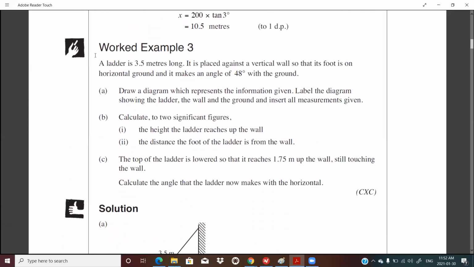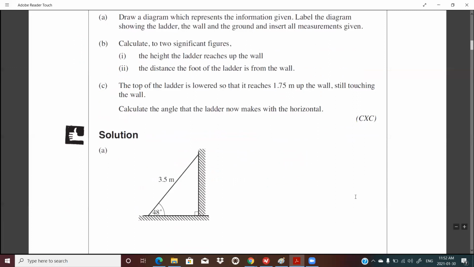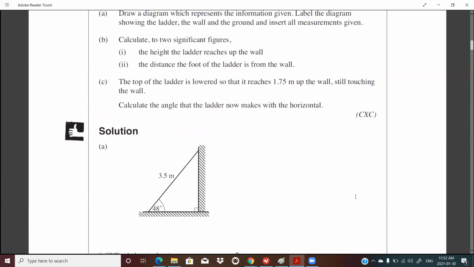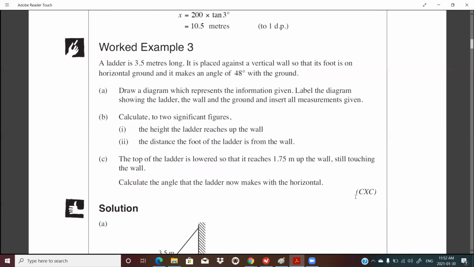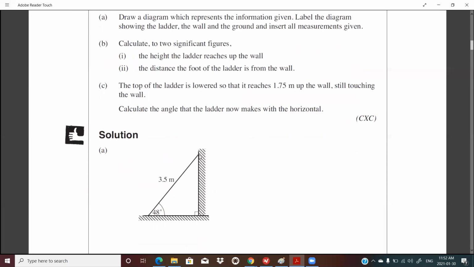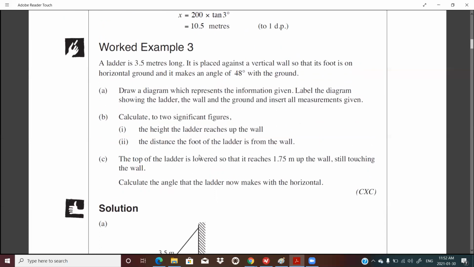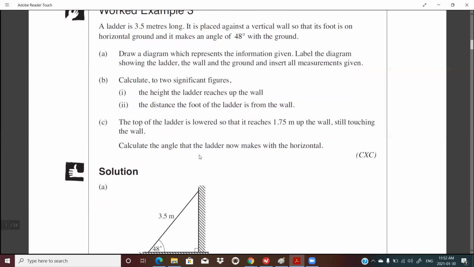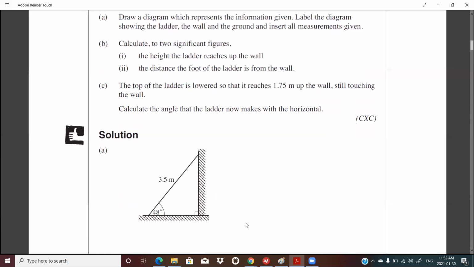Of course, another solid question. This is a must do. It says CXC, must do it. And of course, they have the solutions. So if you read through, a ladder is 3.5 meters long. It is placed against a vertical wall. So this is the ladder against a vertical wall, so that its foot is on the horizontal ground. It makes a 48 degree with the ground. So this is the ground, this is the ladder, and 48 degrees with the ground.